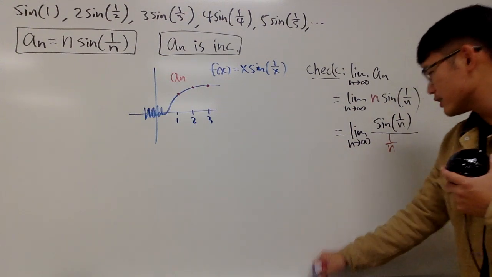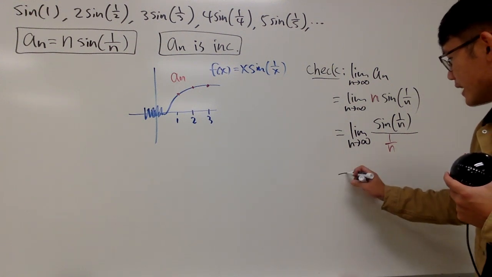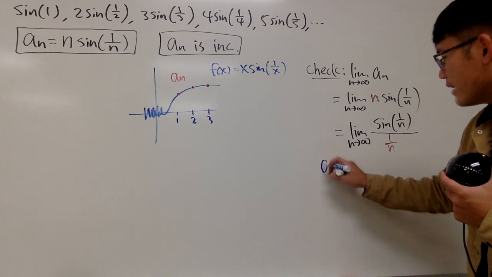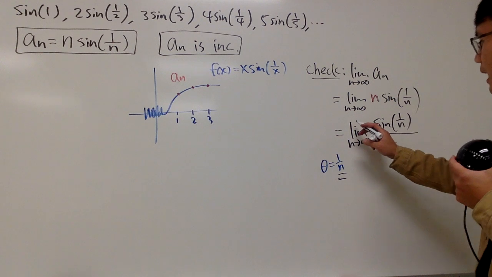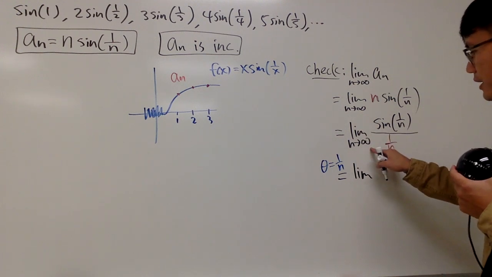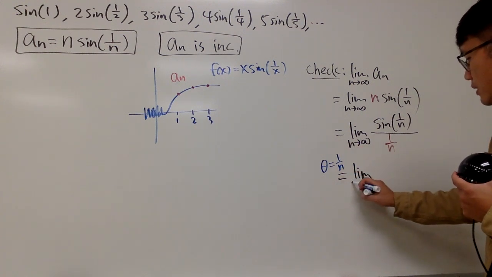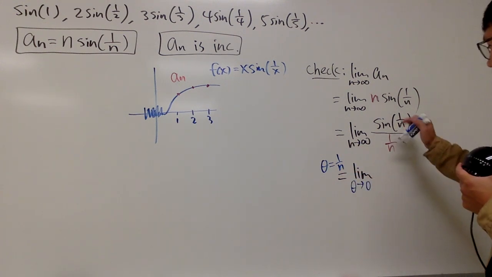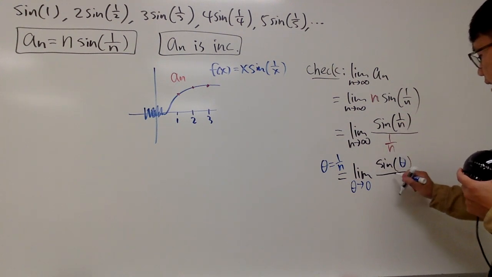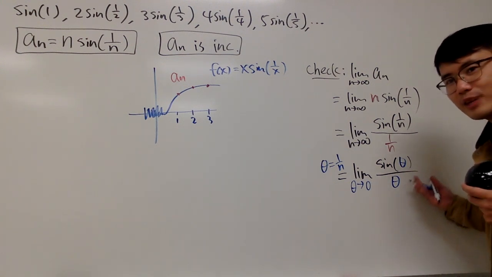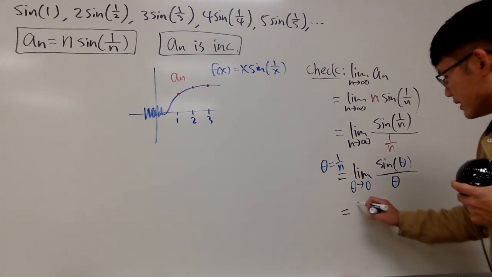And to do so, this is what I would prefer you guys to do. You are going to write this down. You are going to do a substitution: let theta equal 1 over n. And check this out. When n was going toward infinity, theta will now go to 0 because 1 over infinity is 0. So I'll just say theta goes to 0. And of course, the inside is sine theta over theta. This is not like an integral, you don't have the d theta here, so don't worry about that. But anyway, this right here is equal to 1.